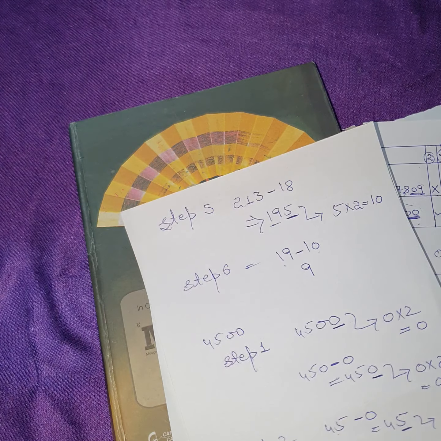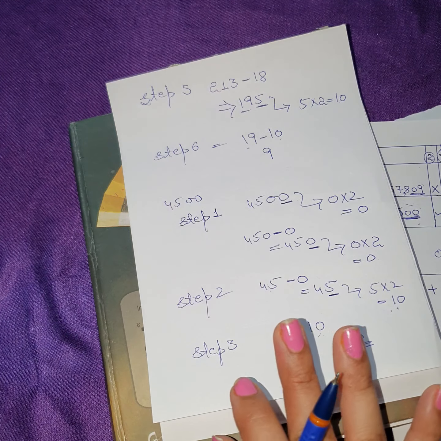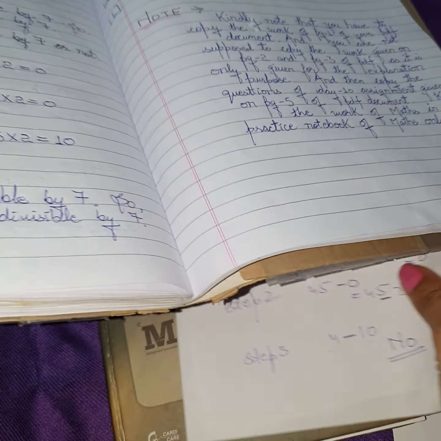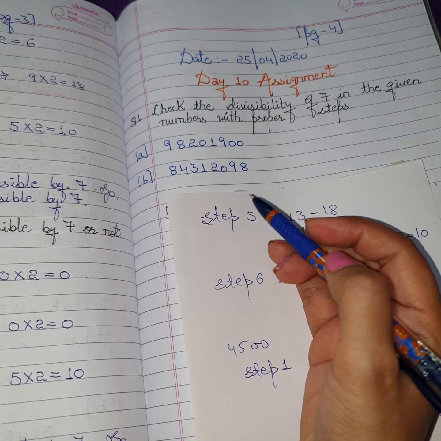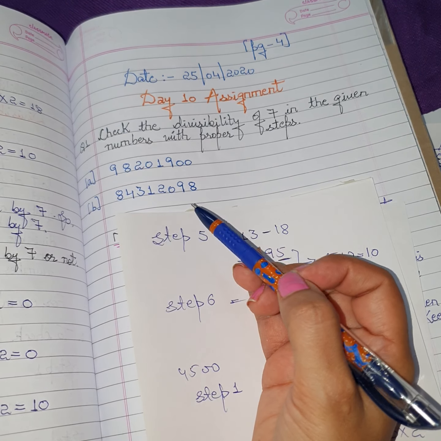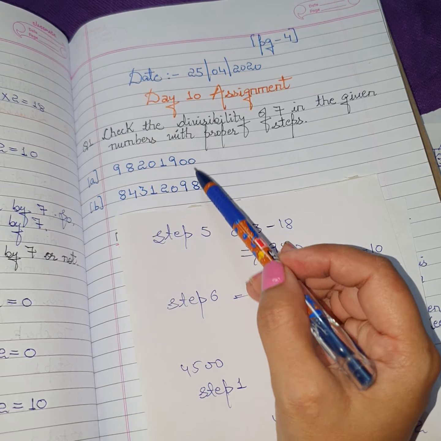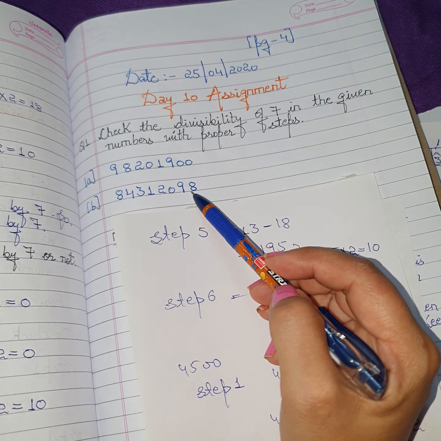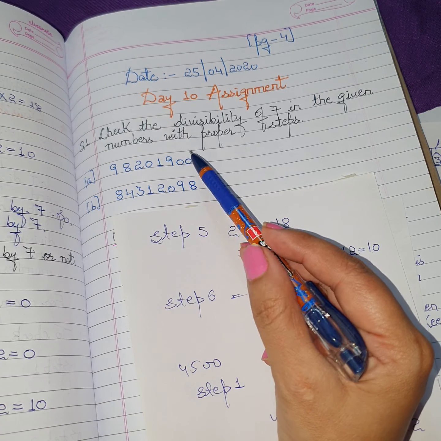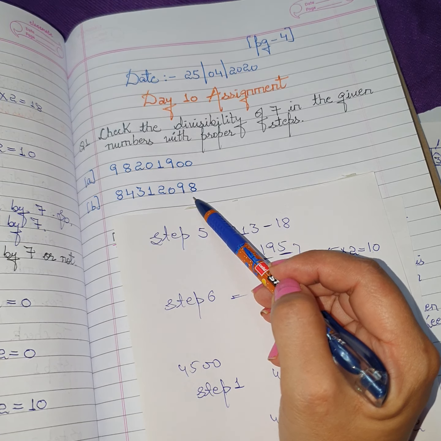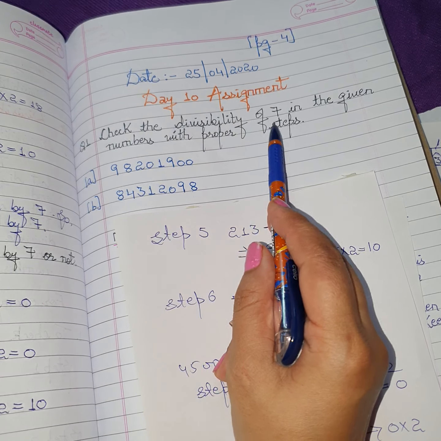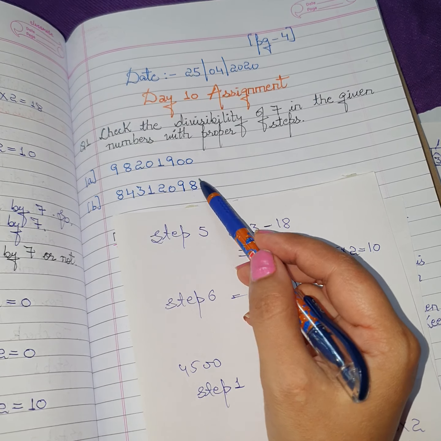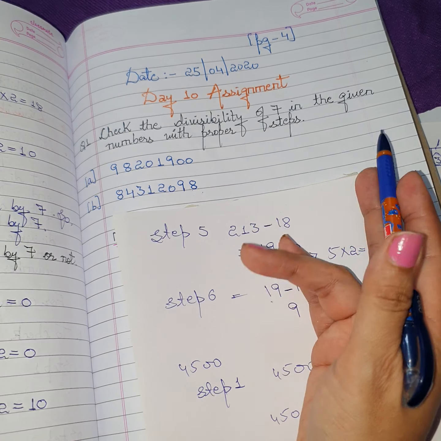Today you just focus on these two examples, and according to these two examples, I have given you today's assignment also, in which you have to check the same numbers which I have given you in the previous assignment. You have to check these two numbers are divisible by 7 or not. So follow the step-by-step solution as I have explained you, and find out whether these numbers are divisible by 7 or not. See, I have written, check the divisibility of 7 in the given numbers with proper steps. So try to solve it step-by-step. Try to solve it in rough firstly.